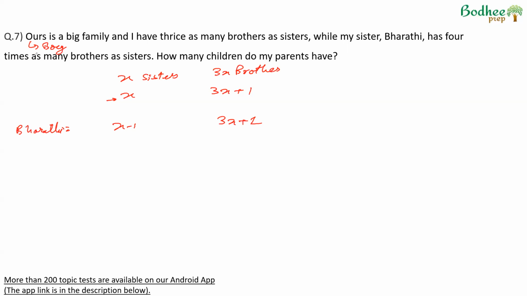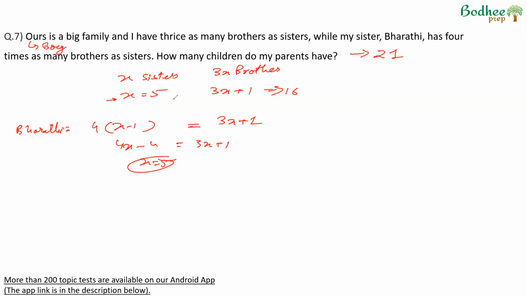According to the information, the number of brothers is 4 times the number of sisters for Bharti. So if you multiply this by 4, this should be equal. 4x minus 4 is equal to 3x plus 1, which means x is equal to 5. So the number of sisters, or the girl child, is 5, and the number of boy children will be 16. 5 plus 16, so there are a total of 21 children for the parents.